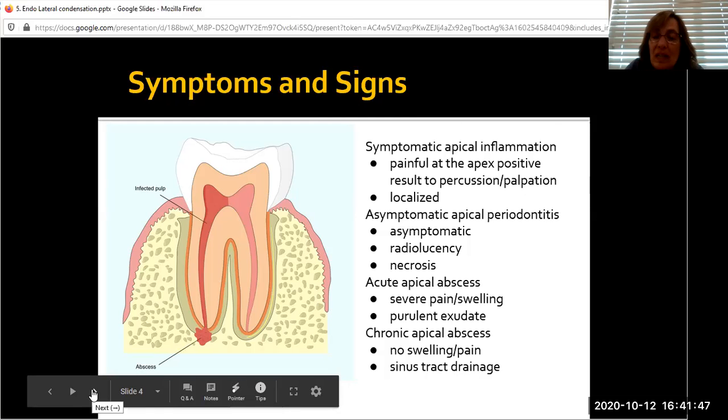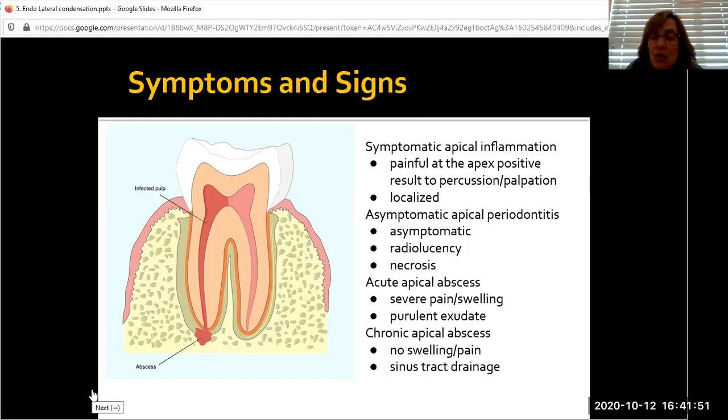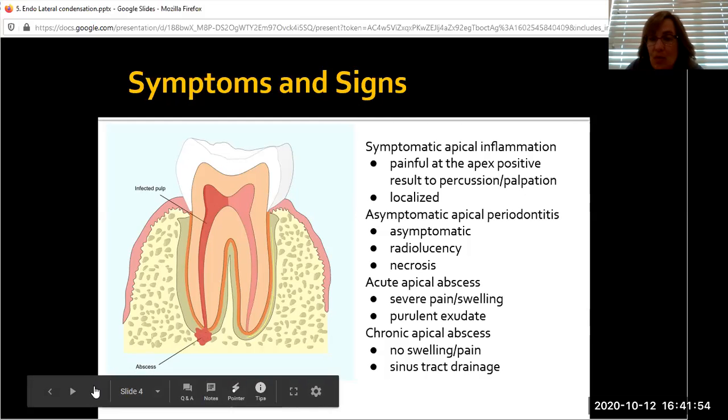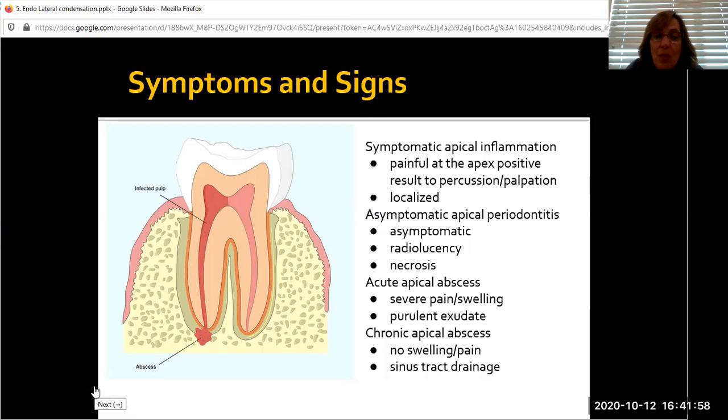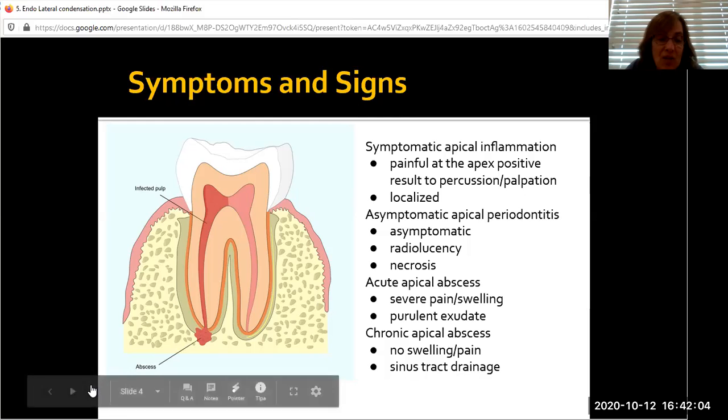It could also be that there is inflammation at the apex of the tooth, but the patient does not experience any discomfort. That normally occurs when the pulp itself has died. It is necrotic. There's a radiolucency, but the patient experiences no pain. Nonetheless, we still need to treat that tooth with the root canal.